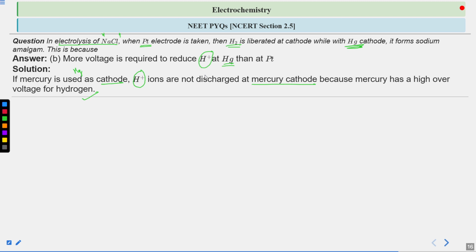At the cathode, we do the reduction process. So H positive is not going to be reduced at the mercury cathode, because it needs more potential for that. But platinum has a lesser potential. It can easily reduce the H positive ions. That's why we use the platinum electrode here. So option B is the correct reason for this process. Let us move forward.